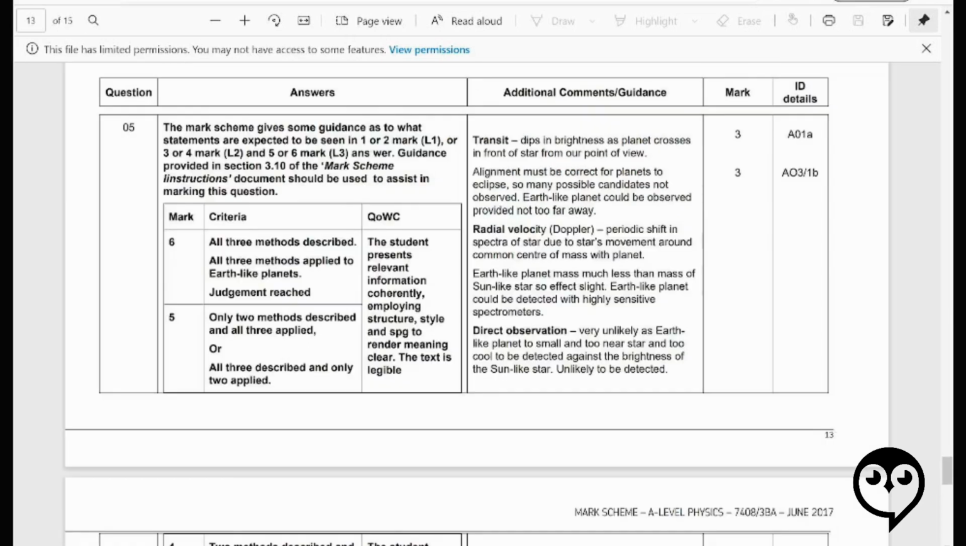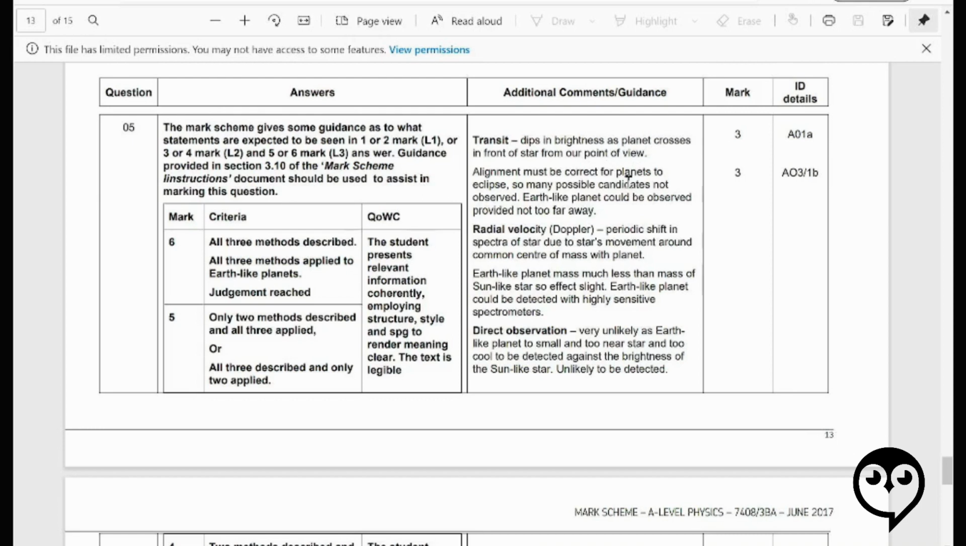It would be the same type thing. Let's see what else they've got here. So transit, like I was just talking about, dips in brightness as a planet crosses in front. Alignment must be correct. We have to be in the plane of the orbit, so it might not be possible depending on where they are in relation to Earth.